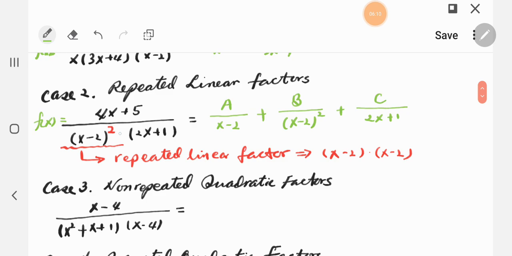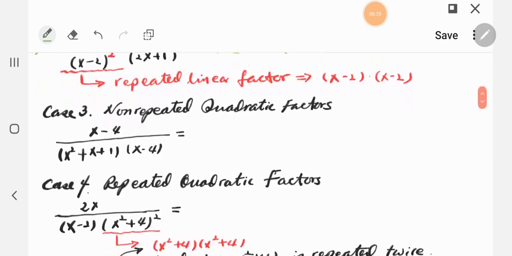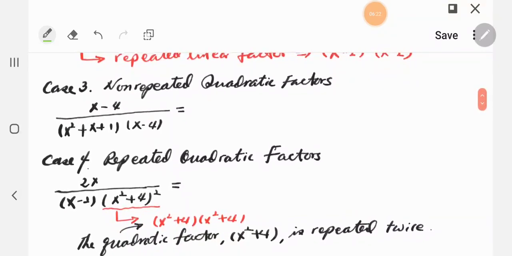So when we do the decomposition of f of x, then we will have these three fractions and we can find a, b, c. Okay, case 3 is if a factor is non-linear, it can be a quadratic factor. So in this case, f of x is this.